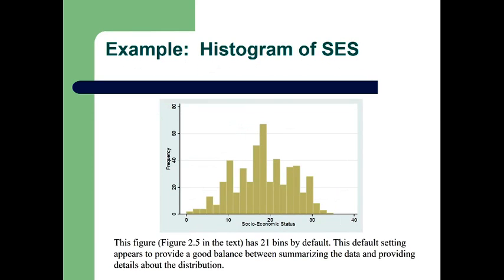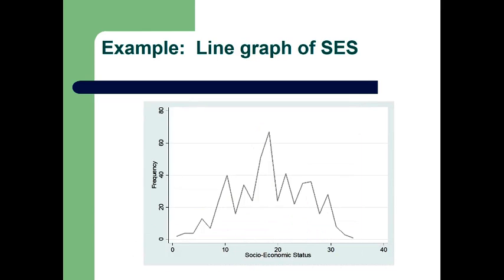This is an example of the histogram using the SES in the NELS dataset. Note that the bars touch on the histogram. The histogram is used for continuous data. Finally, this is an example of the line graph of SES data. It's the same data we were looking at in the histogram, but as a line graph. The line graph emphasizes the continuity of the data and is very similar to the histogram.